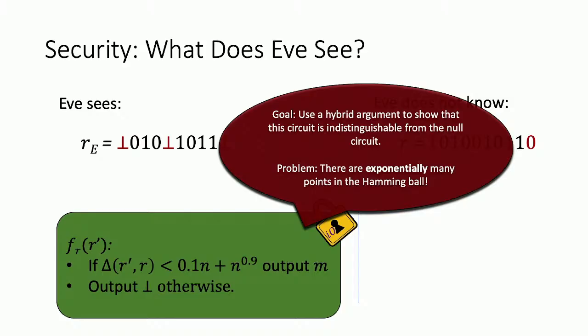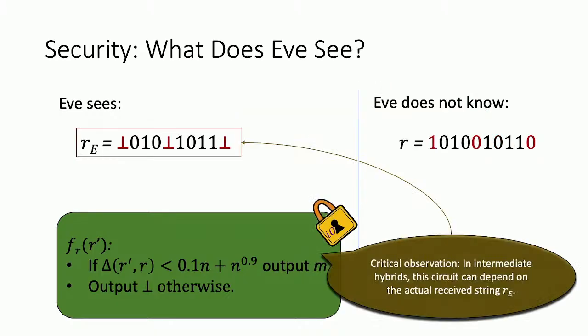But the idea is we're going to use some sort of hybrid argument, again, to show that this circuit is no different from the null circuit. Intuitively, this is an evasive function. It's difficult for you to pinpoint something that would not output bot. And the critical observation is that in intermediate hybrids, we can actually have the circuit depend on the received string, R sub E. And I'll show you how we do that.